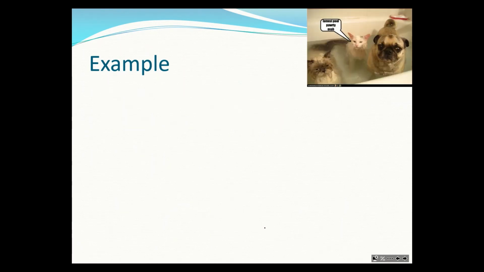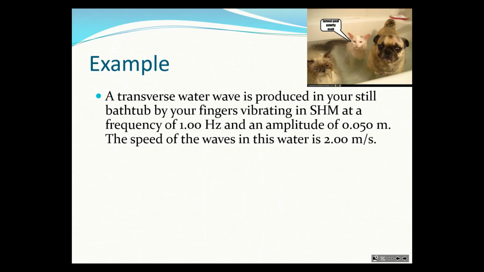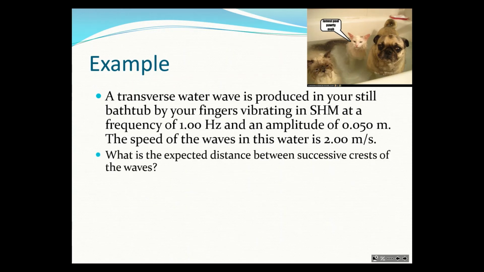Okay, another question that you might see, this was inspired by this pool party here. A transverse water wave is produced in your still bathtub by your fingers vibrating in simple harmonic motion at a frequency of 1 hertz and an amplitude of 0.05 meters. The speed of the wave in the water is 2 meters per second. What is the expected distance between successive crests?